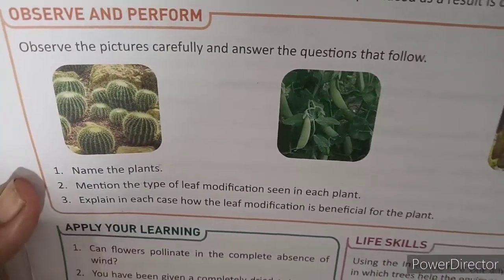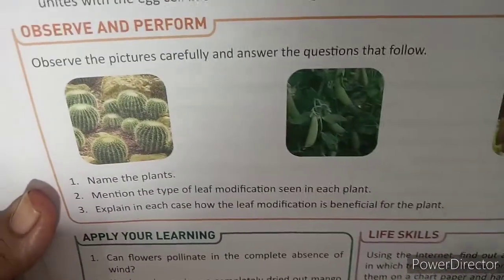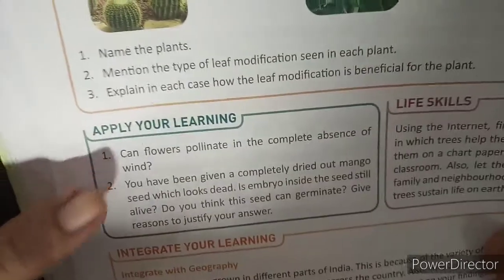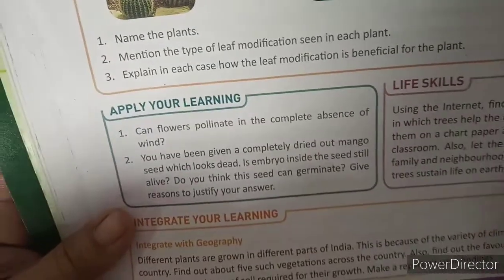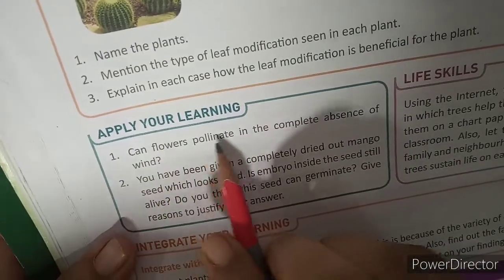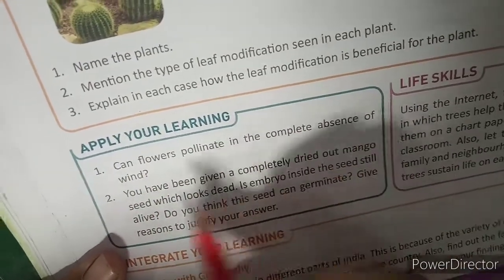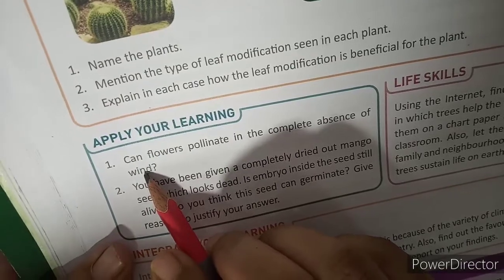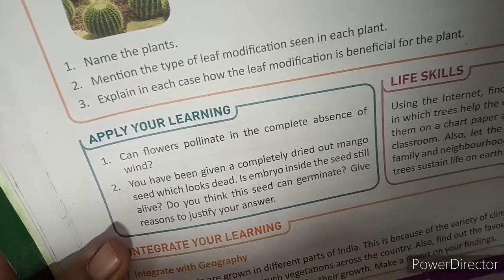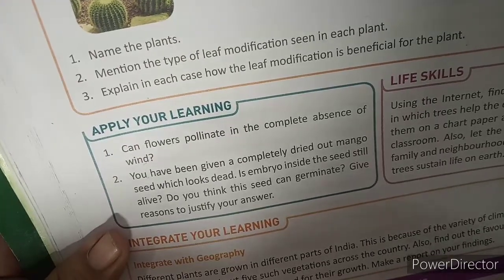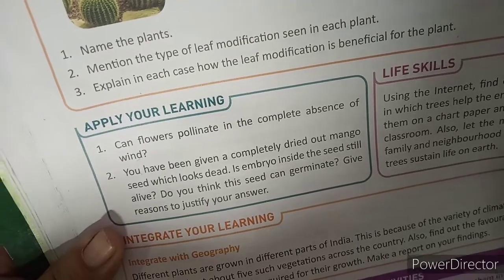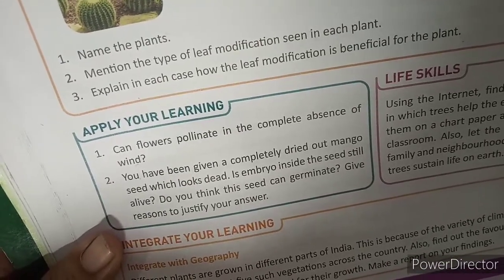Okay, so observe and perform. This is an activity. Now you have to apply your learning. Can flowers pollinate in complete absence of wind? So, whether flowers can pollinate if wind is not there? Yes, it can pollinate. Through what? Through water, through insects, through animals, isn't it?